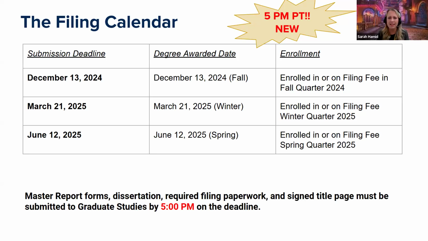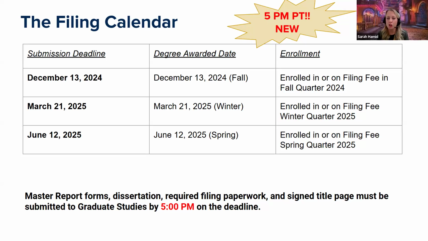So I'll go over these dates, but one thing to remember is that we have 3 upcoming submission deadlines. Our next one is going to be December 13th. That's for the fall quarter. We have March 21st, that's for winter. And then we have our last deadline, which is June 12th, and that's for the spring quarter.